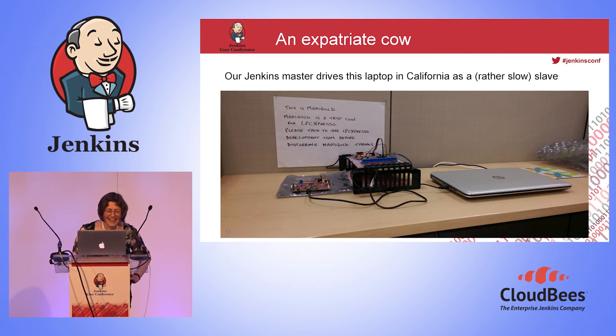And this is an expatriate cow. I had a trip to California recently, and I took Marigold with me and set her up. So Marigold at the moment only has one board and probe combination attached, but we'll have several more. This laptop is a slave to our Jenkins master in Cambridge, so we are driving this slave remotely across the pond. It's a Windows 7 laptop at the moment. It'll be upgraded in due course.